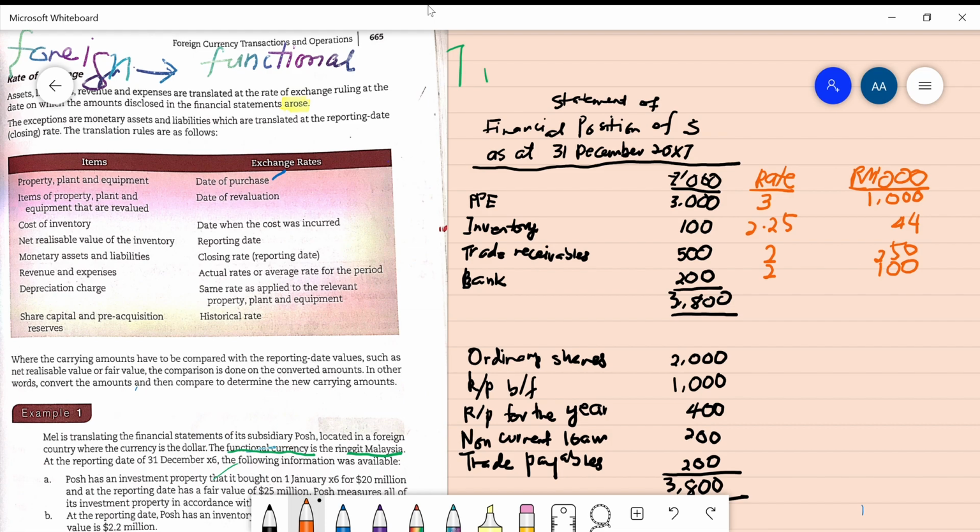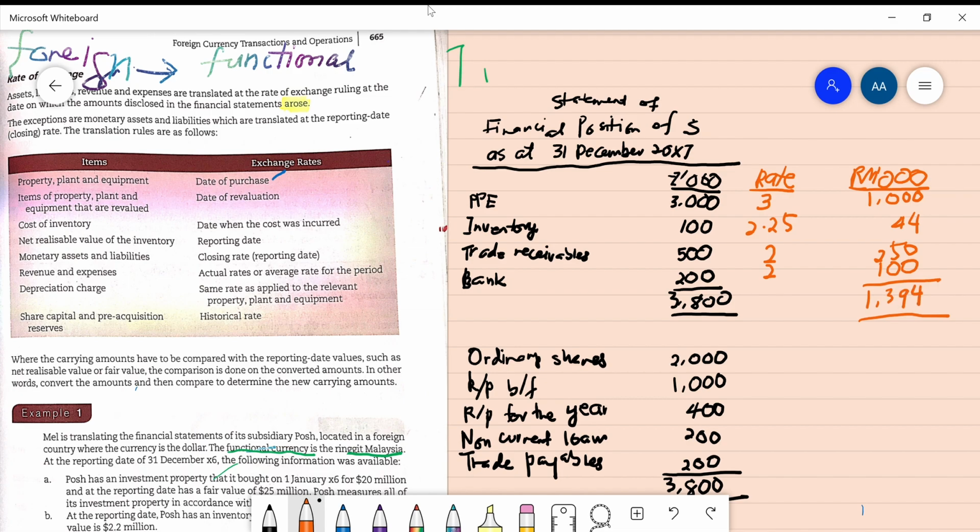And we will total up. So 1,000 plus 44 plus 250 plus 100, 1,394.